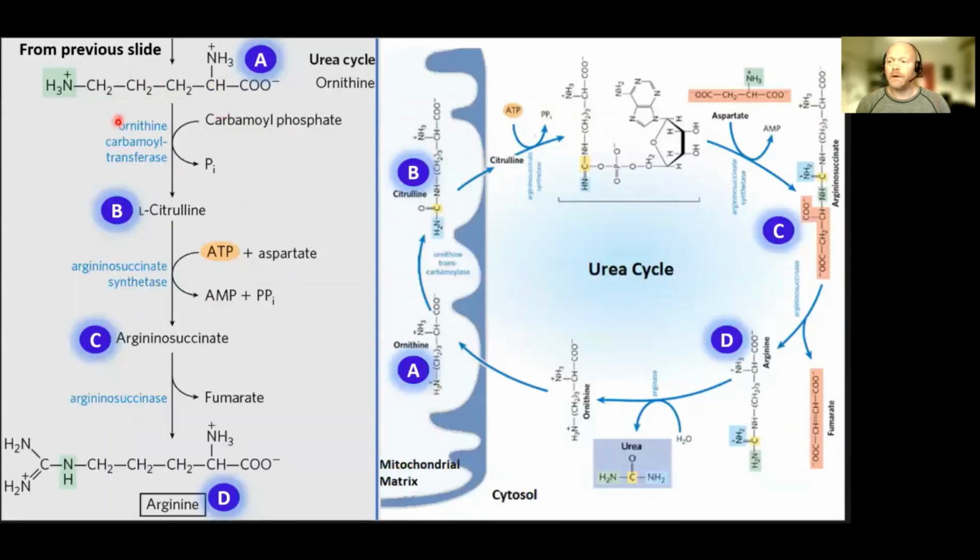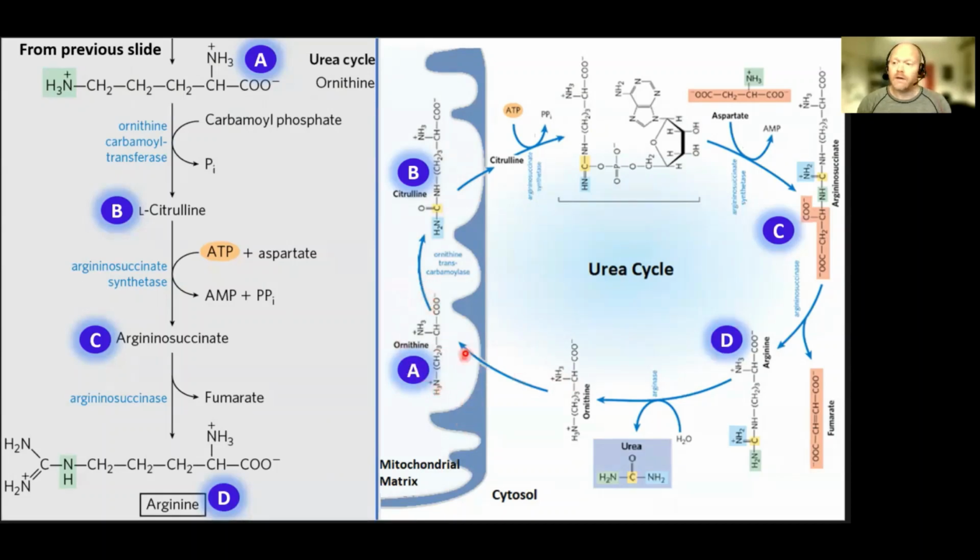Now, to the left here, in the gray background, you see the last product, ornithine, from the process on the previous slide, entering the urea cycle. On the right, you see a schematic representation of the urea cycle, and you can see that it's partly inside the mitochondria and partly in the cytosol.